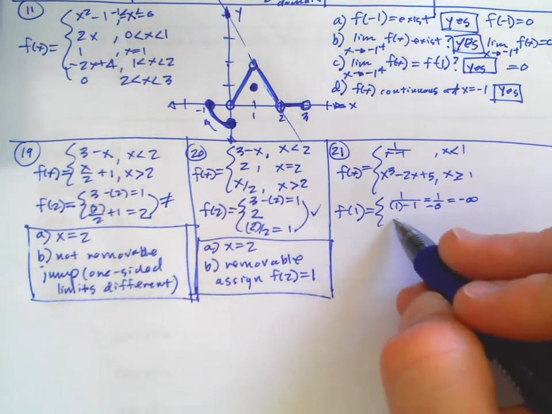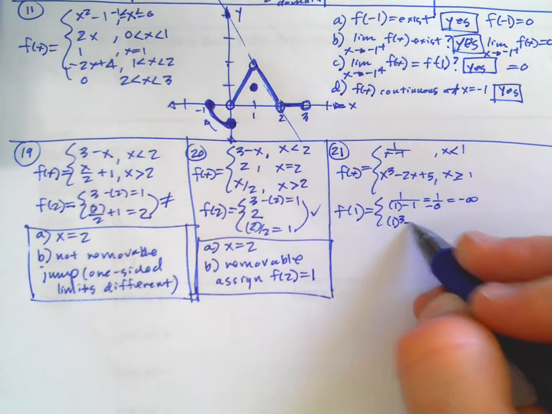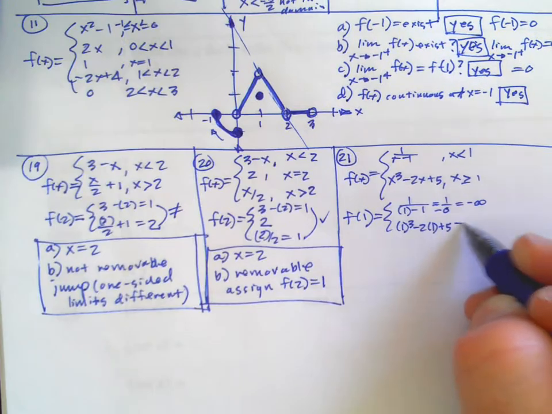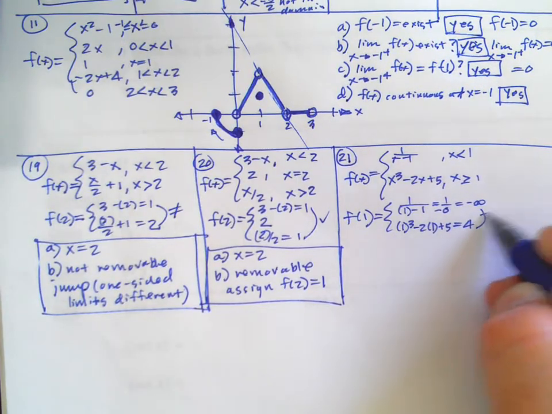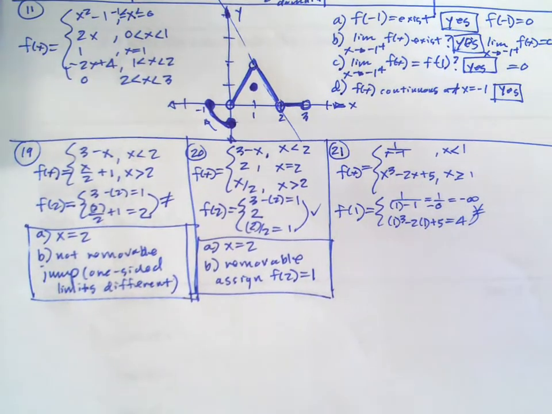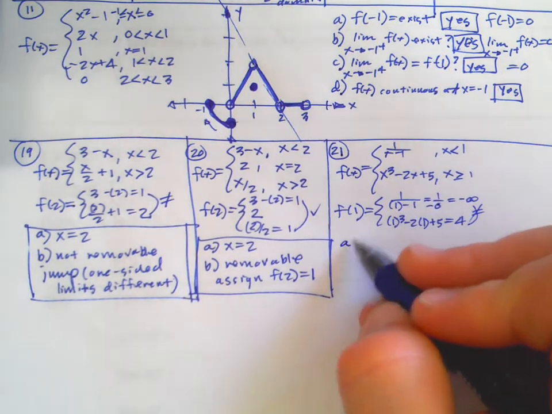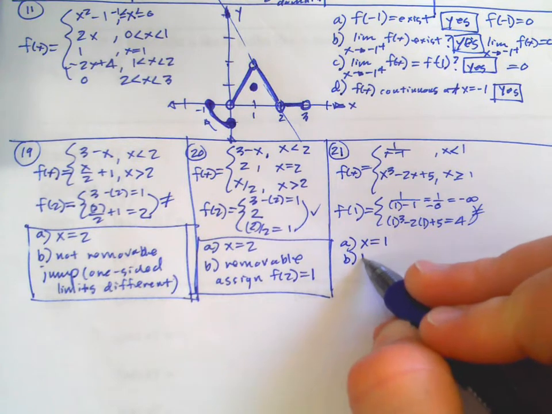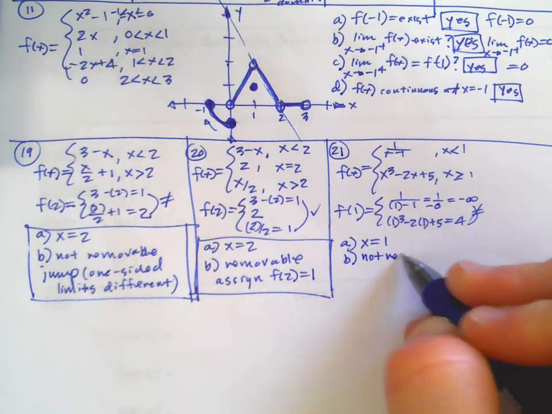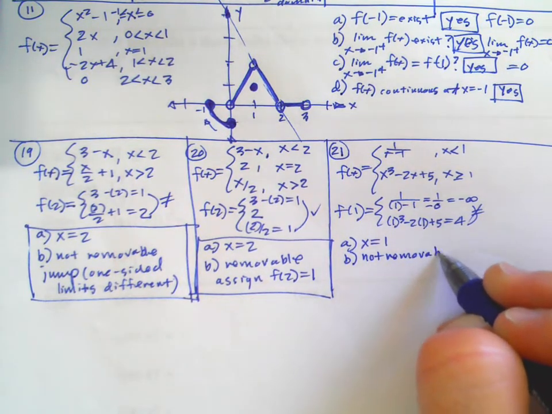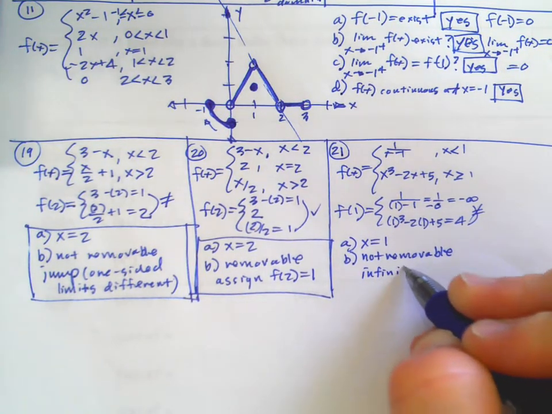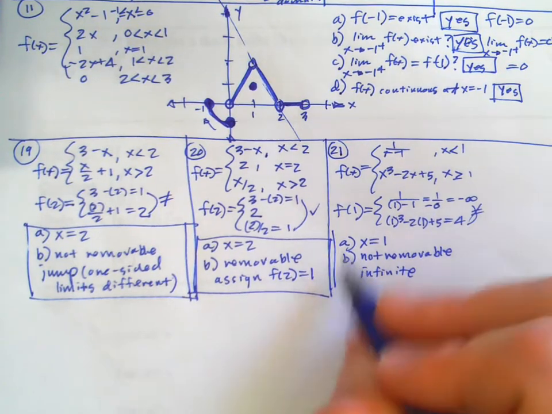And then on the other side, we're getting negative 1, we're getting 4. So these are not equal to each other. They're not approaching the same value. So there is a discontinuity at x equals 1. It's not removable. I mean, the worst thing about it is that there's an infinite discontinuity. On one side, it blows up.